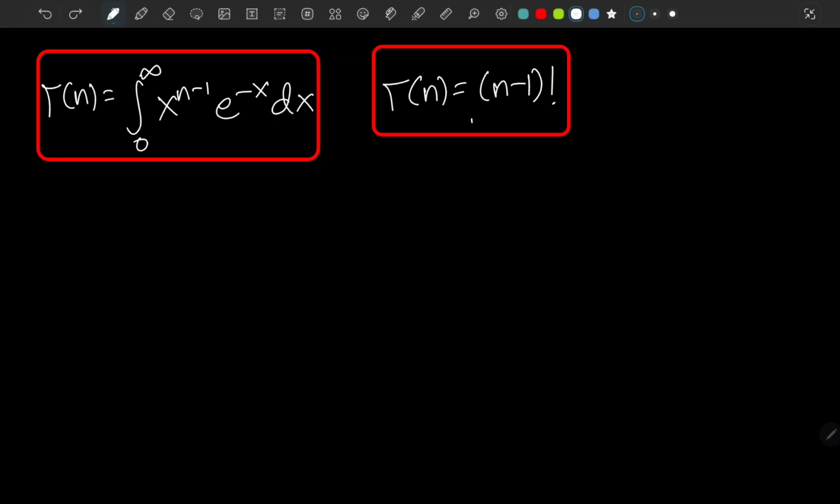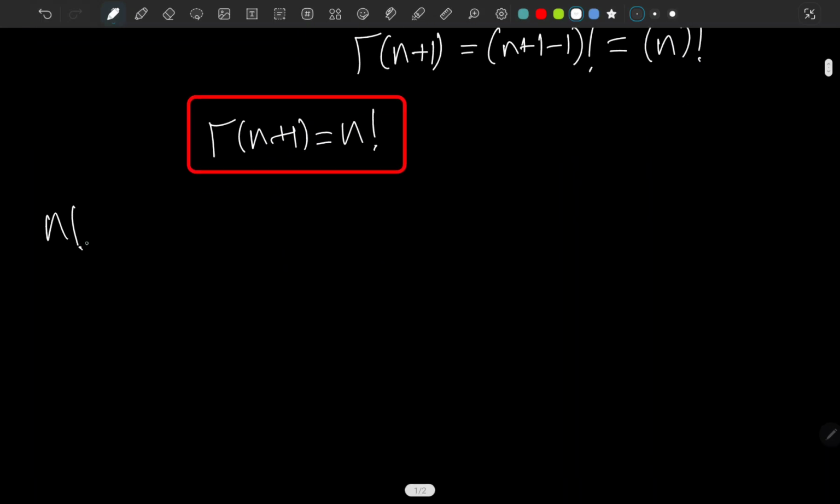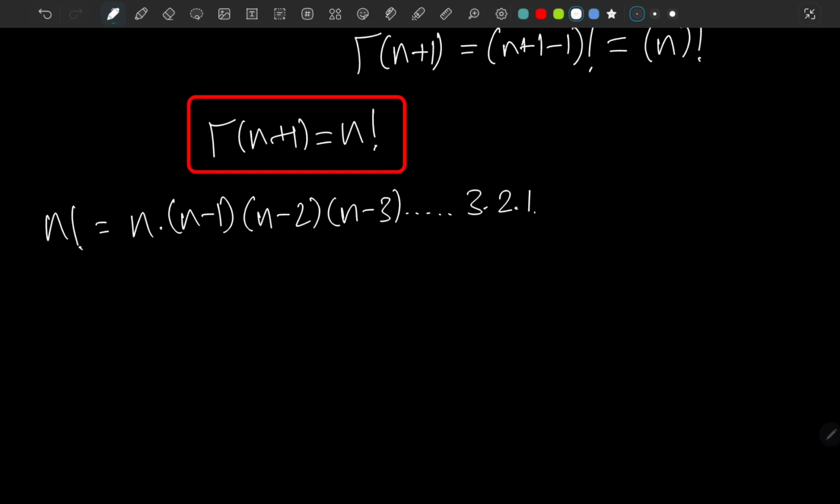Now let's replace n with n plus 1. So gamma of n plus 1 becomes n plus 1 minus 1 factorial, that is n factorial. It means that gamma of n plus 1 is n factorial. And what about n factorial? n factorial is n times n minus 1 times n minus 2 times n minus 3 times dot dot dot 3 times 2 times 1. I hope you are familiar with this.